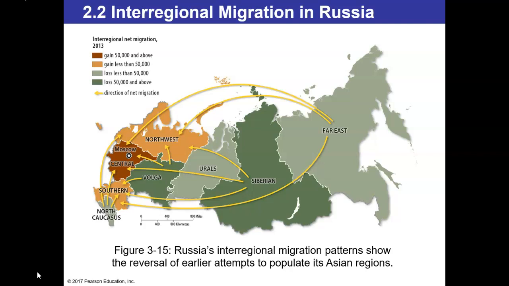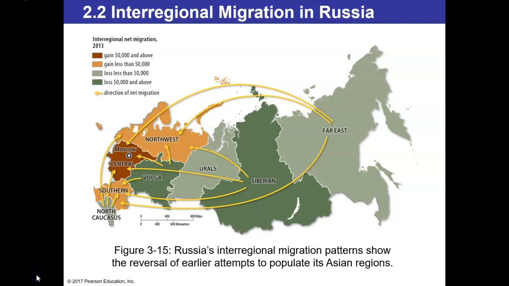Figure 3-15, located on page 89 of your textbook, is going to be looking at interregional migration of Russia. Russia's interregional migration patterns show the reversal of earlier attempts to populate the Asian regions, now coming back to the West. During the height of the Soviet Union period, communist policy encouraged factory construction near raw materials rather than near population concentrations. Because many of the raw materials were located in remote portions of Asia, the Soviet government sometimes forced people to move to these regions in order to have an adequate supply of labor.